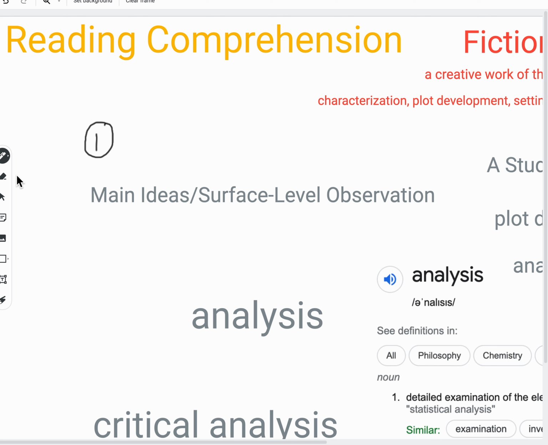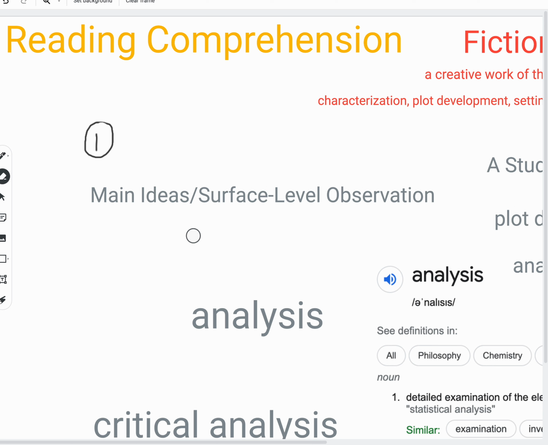This is what's most important to do well on end of course exams, along with our diagnostic exams. This is what's going to be tested on our standardized exams. This is surface level observation. Apart from our AP exams, such as AP Literature or AP Language, we're really just looking at understanding main ideas.